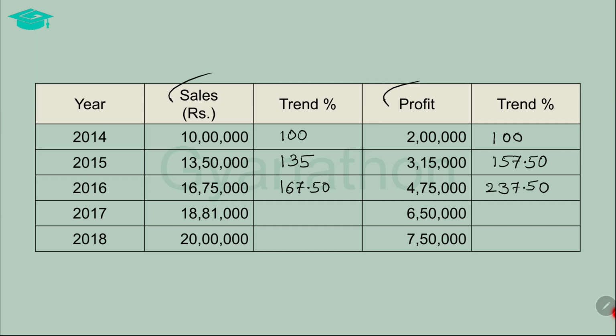For the year 2017, the trend percentage for sales will be 18.81 lakhs divided by 10 lakhs multiplied by 100, that is 188.1%. The trend percentage for profit will be 6.5 lakhs divided by 2 lakhs multiplied by 100, that is 325%.